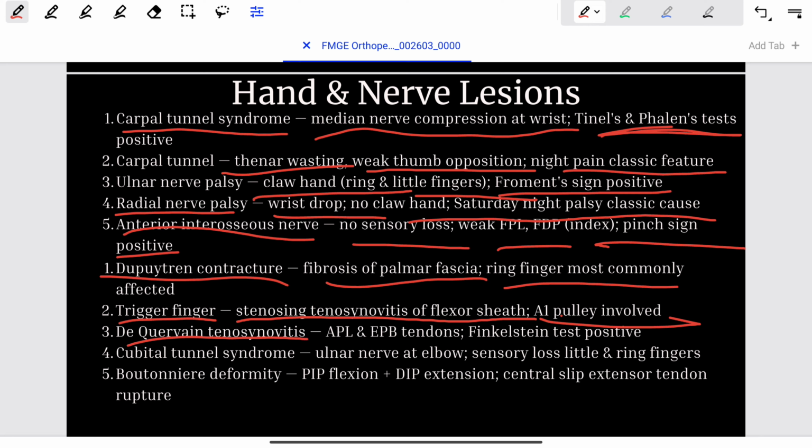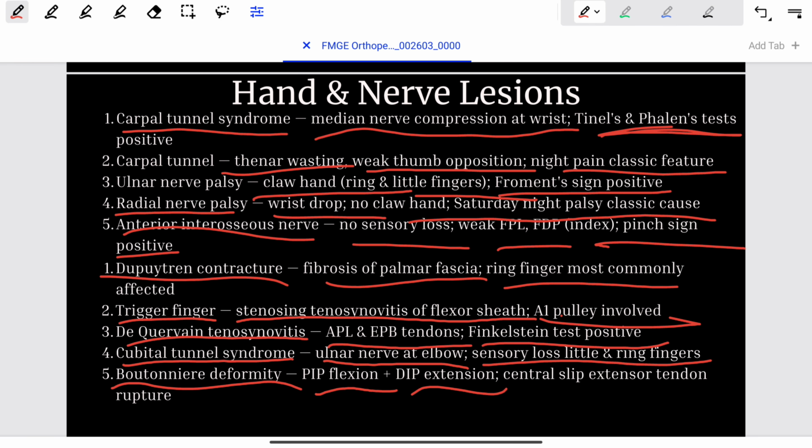De Quervain tenosynovitis involves the APL and EPB tendons. Finkelstein test is positive. Cubital tunnel syndrome: ulnar nerve compression at the elbow causing sensory loss in the little and ring fingers. Boutonniere deformity: PIP flexion with DIP hyperextension due to central slip extensor tendon rupture.